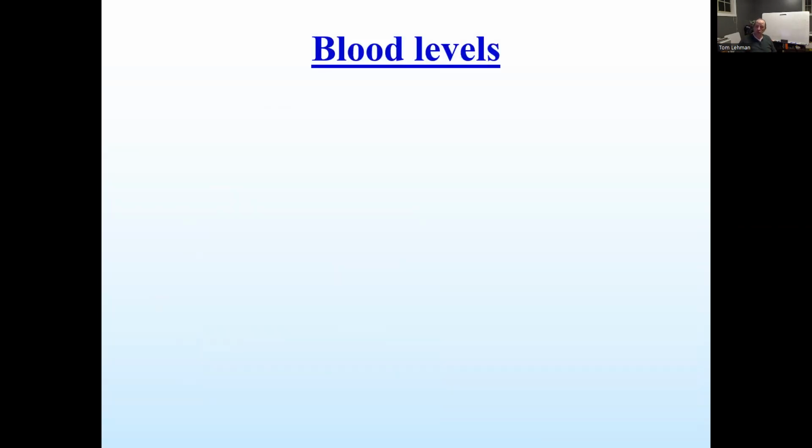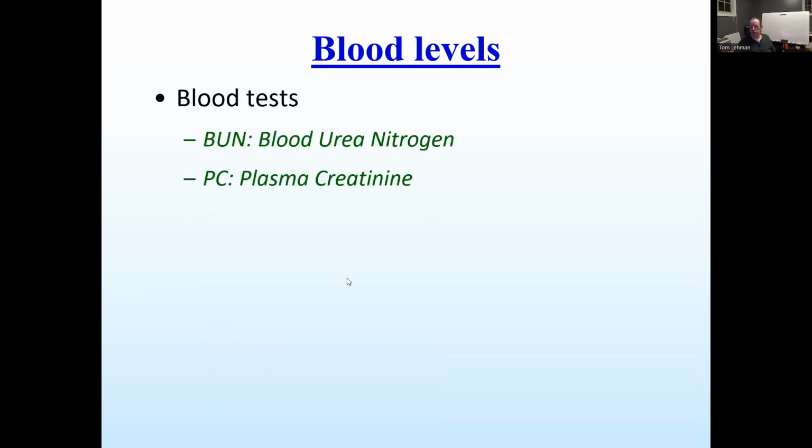Now, we can also measure kidney function from the blood side. We can take a blood test. One blood test we can perform is the BUN, the blood urea nitrogen. Urea is a protein waste product. We deaminate amino acids as we break down excess amino acids. That ammonia group combines with carbon dioxide to make urea, which you then pee away. A healthy person's BUN level will be very, very low, simply because you want to throw it away as quickly as possible. The PC value is your plasma creatinine.